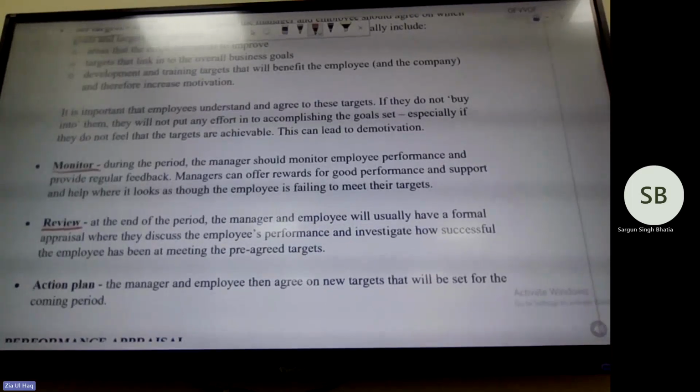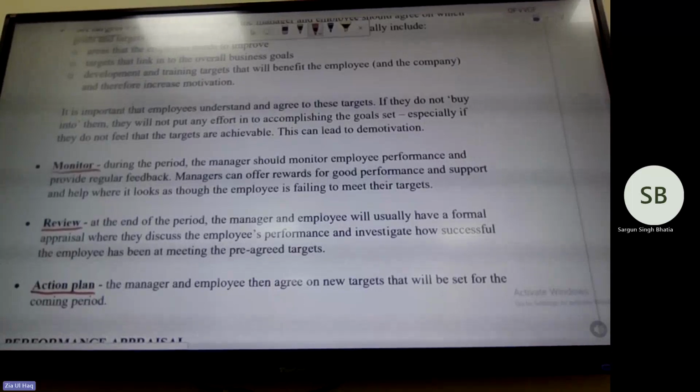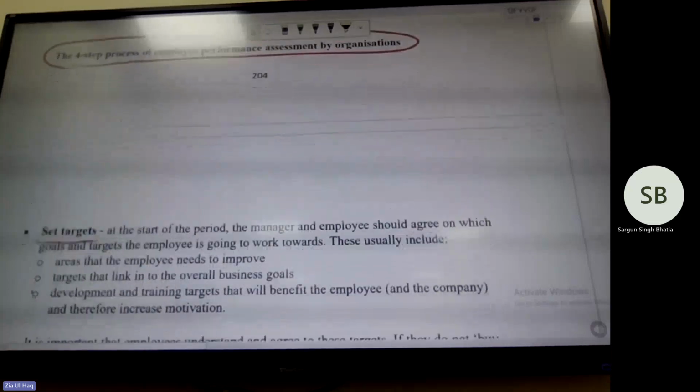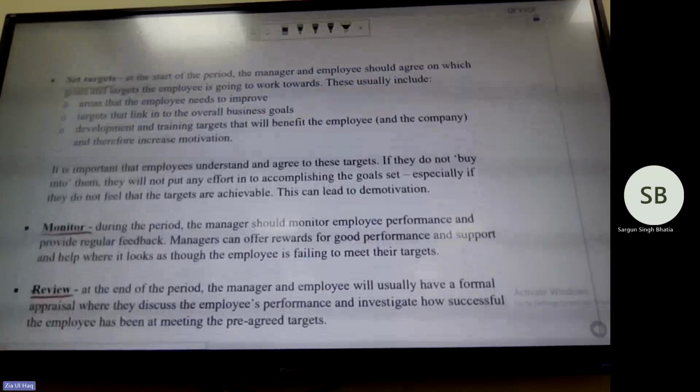If not met, you need to take an action plan, whether training is required for the employee so that he can achieve the target in future, or defining future targets. That is called an action plan. So there are four steps involved in performance assessment. First, you need to set targets.